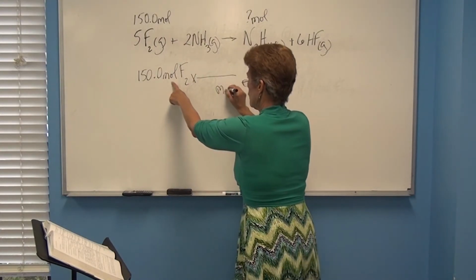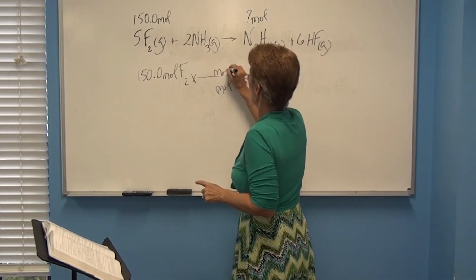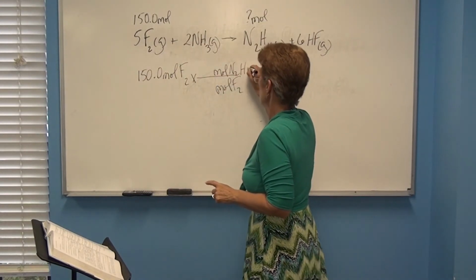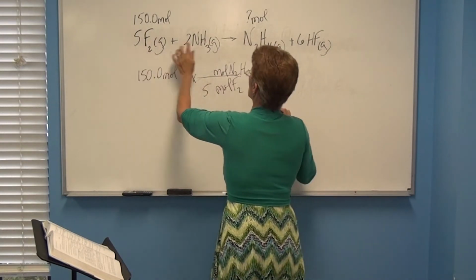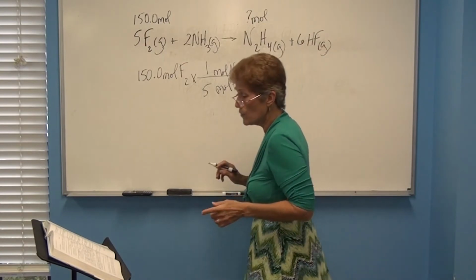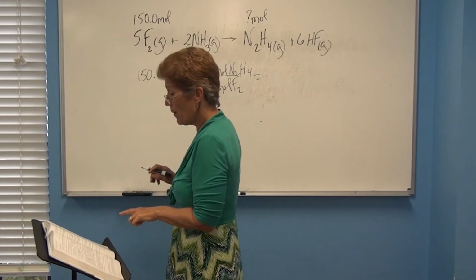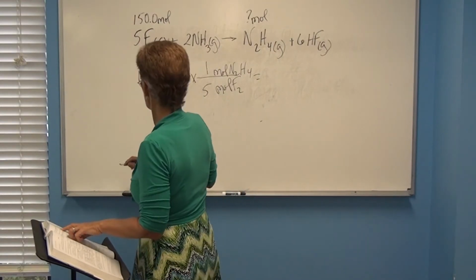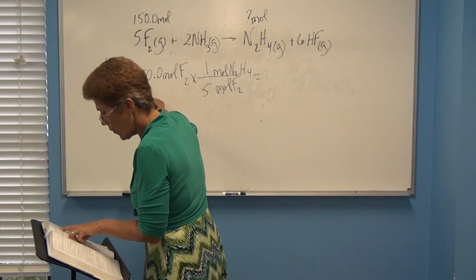Whatever's here always goes on the bottom. And then we're going to do moles of N2H4 on the top. The stoichiometric coefficient goes in front of it. Here is a 1. So that's going to give us 30 in 4 significant figures, because we have 4 significant figures here.